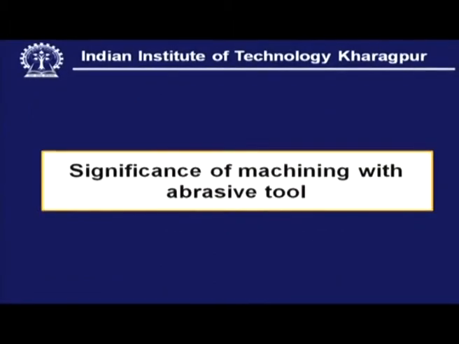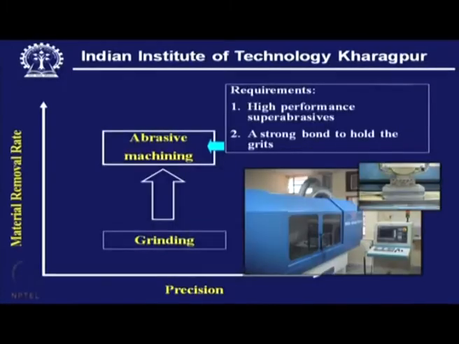Now, let us look into the significance of machining with abrasive tool, where we can find one of the most important application of the abrasive grain. In this figure, what we see that on one side we have material removal rate, and on the other side it is the precision of manufacturing. Now, in this whole process, what is employed?